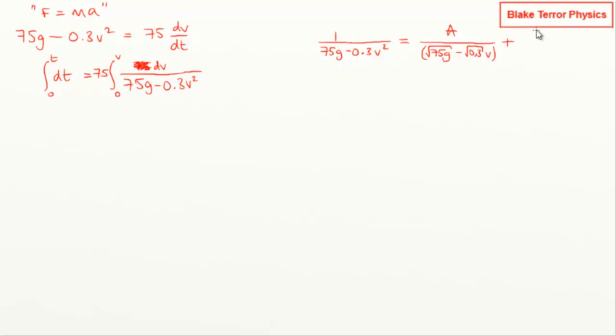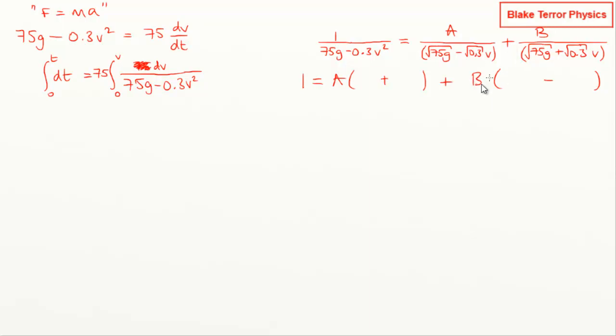And then we're going to have a b divided by the same thing but with a plus in the middle. So the square root of 75g plus the square root of 0.3 multiplied by v. Okay, so we're going to be cross multiplying these and then working out what a and b are. So we've got 1 is equal to a times the bracket with the plus in the middle plus b times the bracket with the minus in the middle. It just saves me writing it all out again.